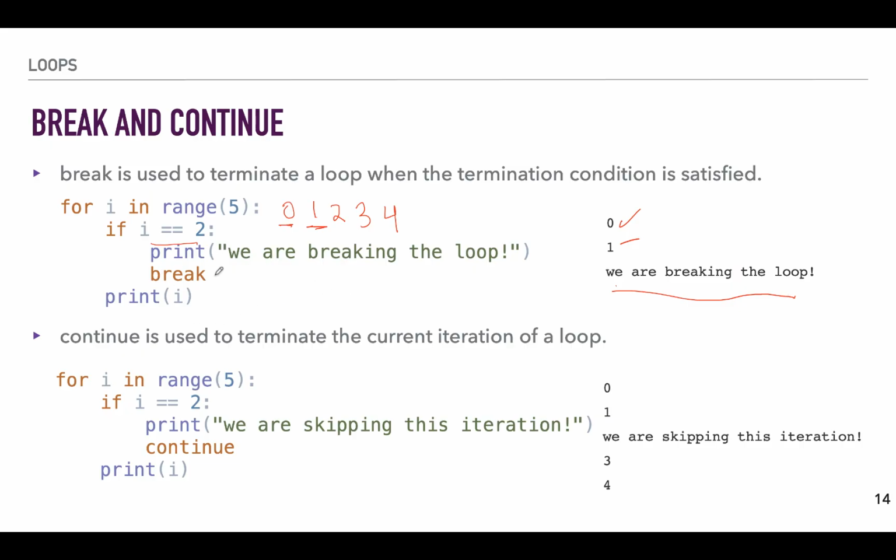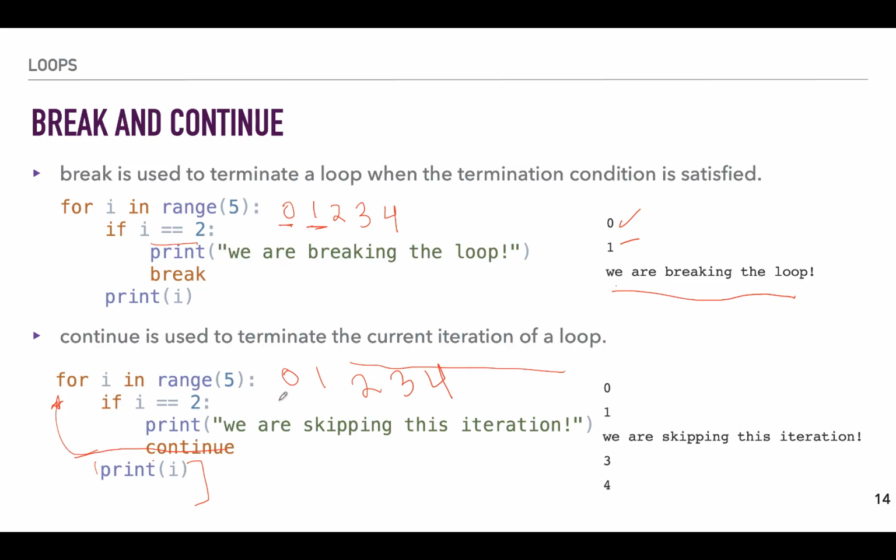On the other hand, the continue is used to terminate the current iteration only. So in this loop, we have values again 0, 1, 2, 3, and 4. And we want to skip this print statement when I equals 2, because when we hit the continue, we just go back to the next iteration, and anything underneath the continue is not going to be executed.